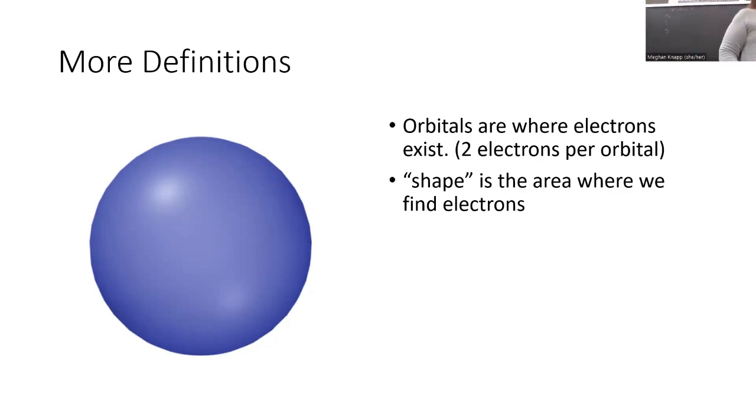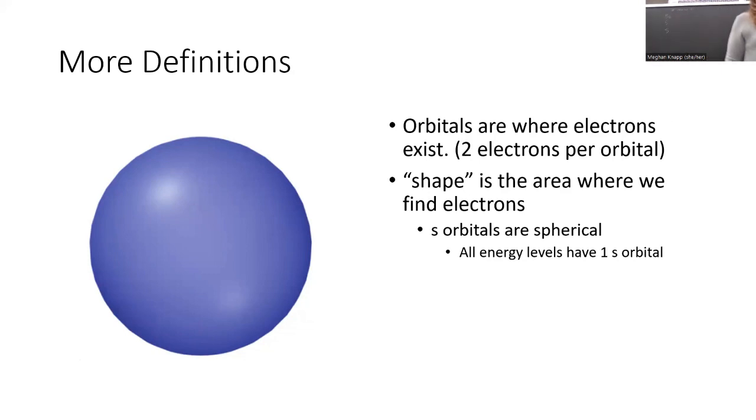All right, so the s orbital is spherical, and that's helpful. That's not where the name comes from, but that's helpful that it's s and spherical. Every energy level is going to have one s orbital. So there's an s orbital in energy level 1, there's an s orbital in energy level 2, and so on. In the first energy level, that's the only thing that's there. So the s orbital is the only thing that appears in all of the energy levels.